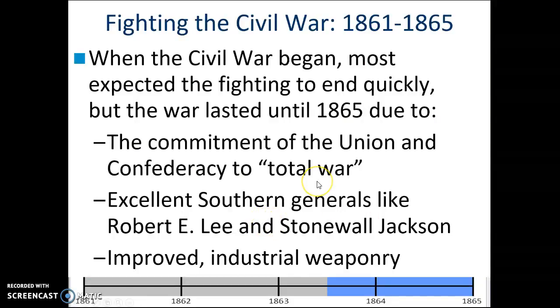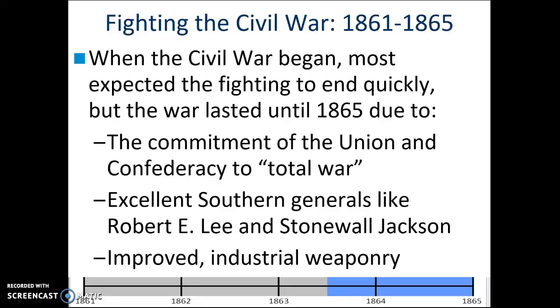So, what are some of the primary causes or reasons for the Union to win this war? First off, the Union is committed to what's called total war. Essentially, they're shifting their entire economy and all resources to winning this war. You'll see that in World War I and World War II, World War II especially. In order to win a war, you have to dedicate a large portion of your resources to that.